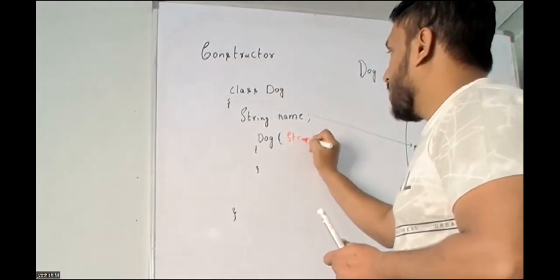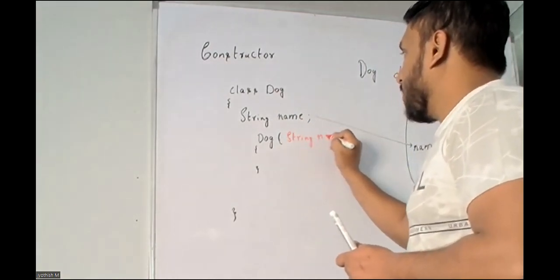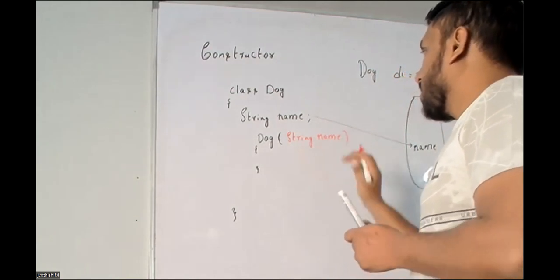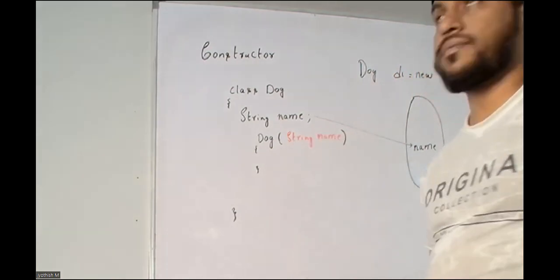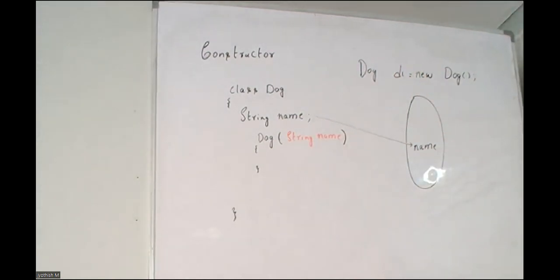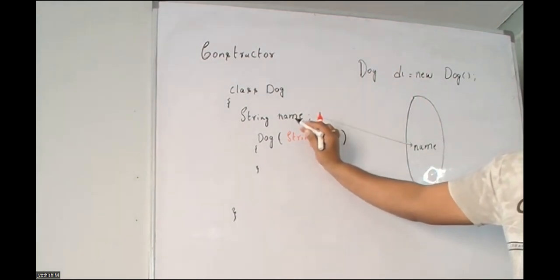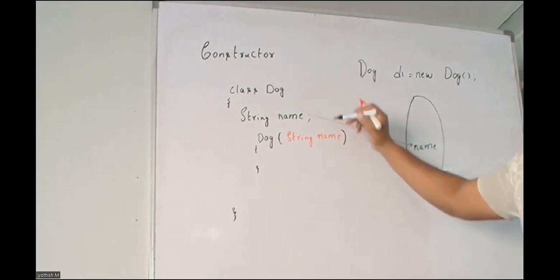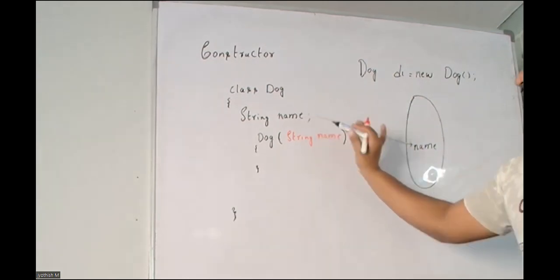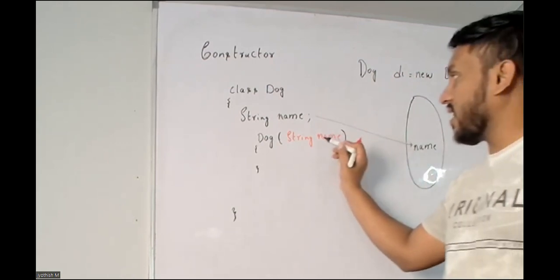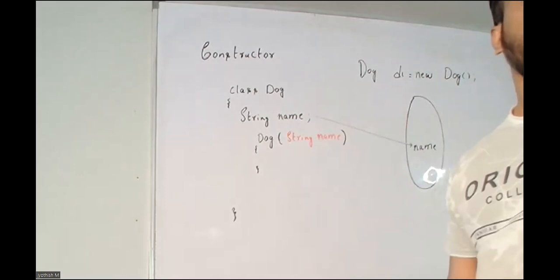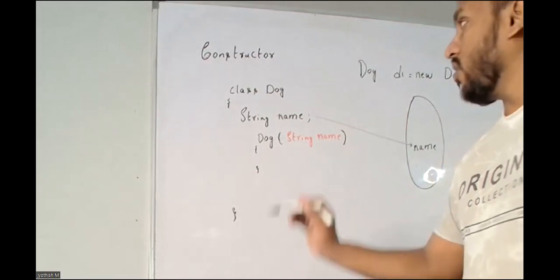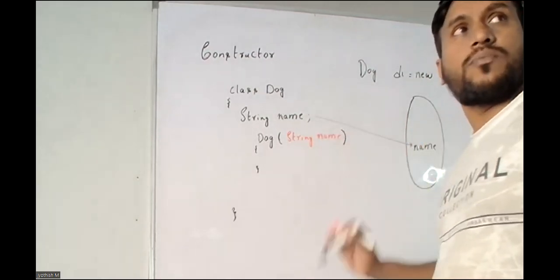String name. This is a local variable, and this is a global variable. This is global and this is local. This name is different, this name is different. This red color name, whatever you are seeing, can be used only inside the constructor. Okay, this is a global variable which goes to the object.